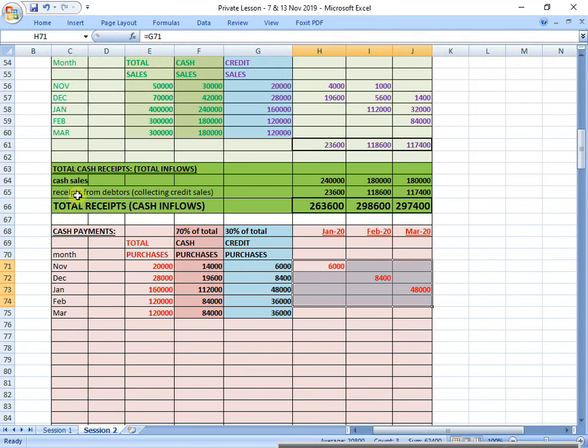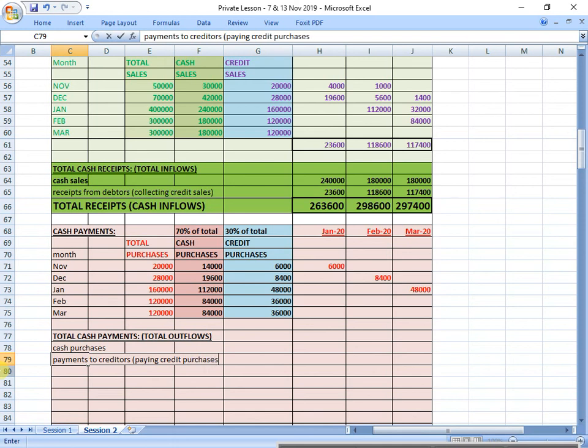Right, again we have to summarize. So, total cash payments, total outflows, in other words. Okay, so what outflows do I have? Well, I have the cash purchases. When I pay using cash, I'm going to have to give somebody money. Okay, cash purchases. Then I've got the payments to creditors. Paying credit purchases, in other words, right?